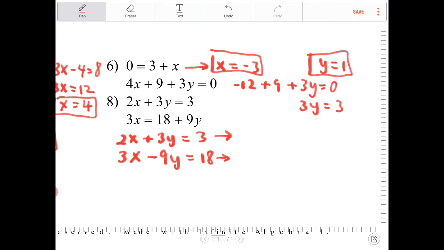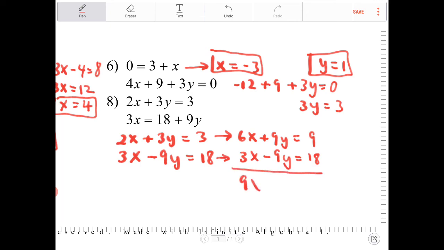So I'm going to multiply the top equation by 3. So I end up with 6x plus 9y is equal to 9. And the bottom equation I leave alone because if you notice I have the same coefficient but opposite signs now for y. If I add the two, I end up with 9x is equal to 27. Divide by 9, I end up with x is equal to 3.